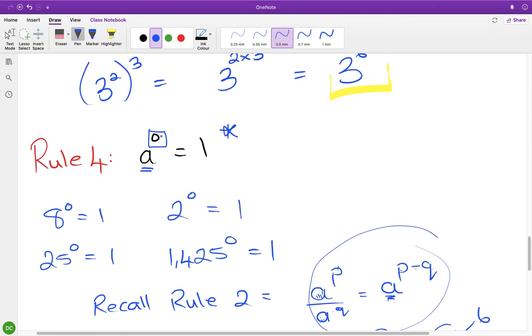Any number raised to the power of 0 equals 1. So that's rule 3 and rule 4 completed now. Rule 3 was the power to a power, and rule 4 is this one here, anything raised to the power of 0. So we'll do a few questions on that now.